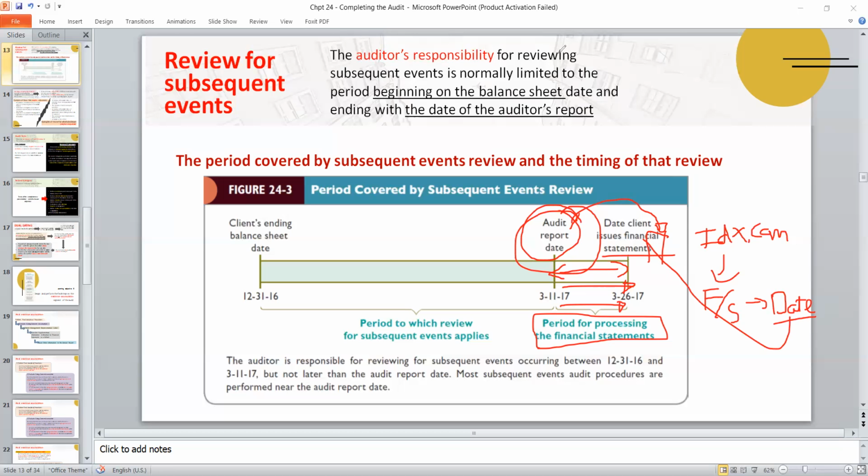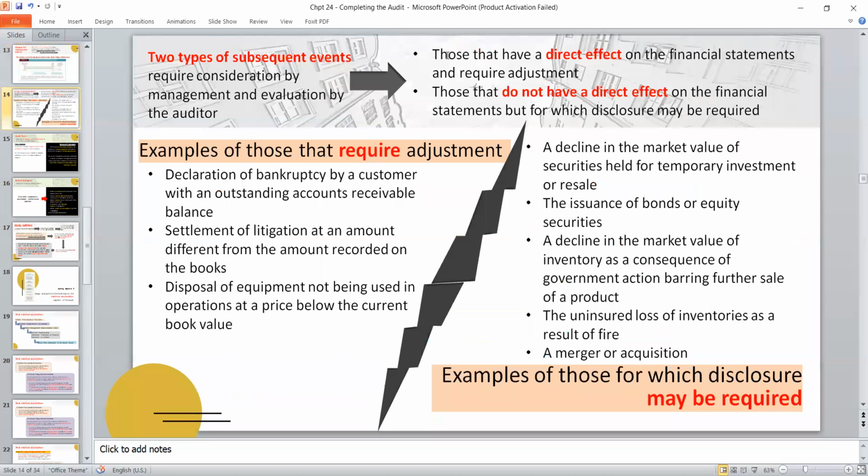Okay, next. There are two types of subsequent event: subsequent events that have a direct effect on the financial statement, and those that do not have a direct effect. Simple. Direct, indirect. For the direct one, they require an adjustment. But for the indirect, they need to be disclosed if required.